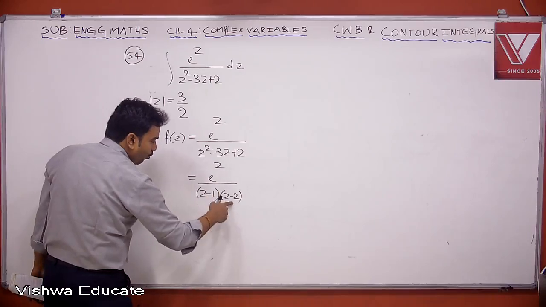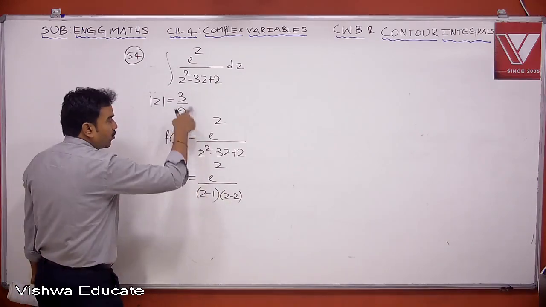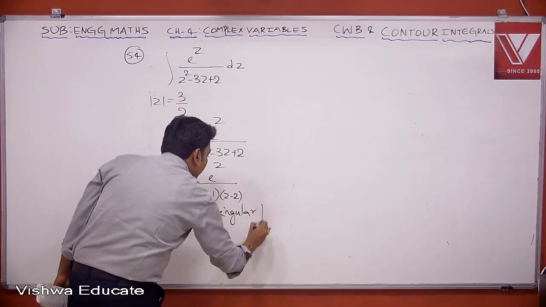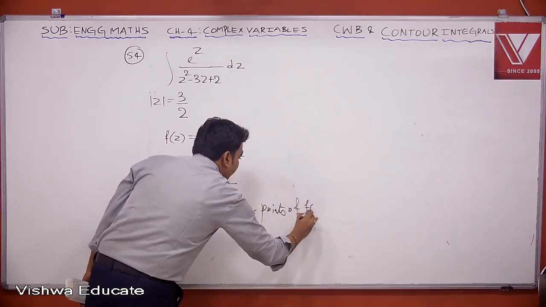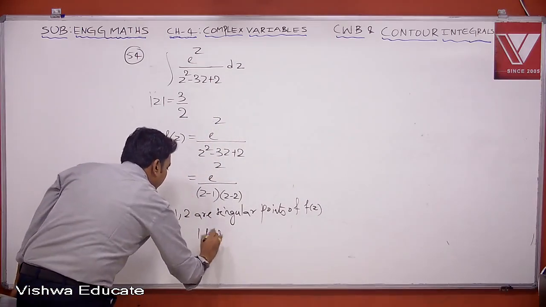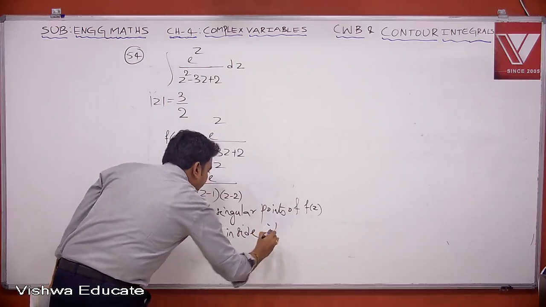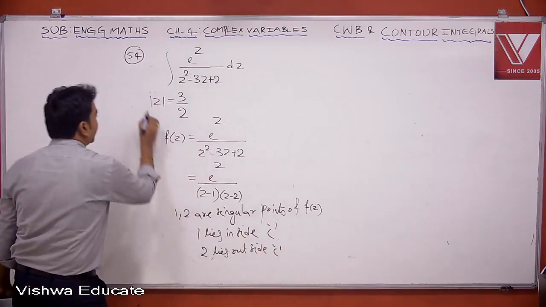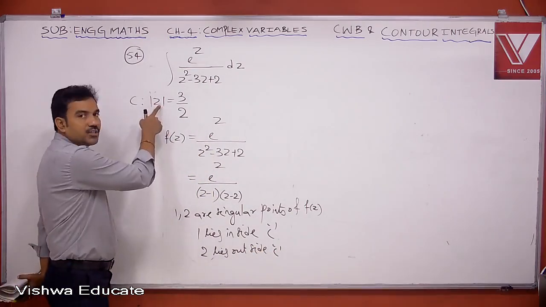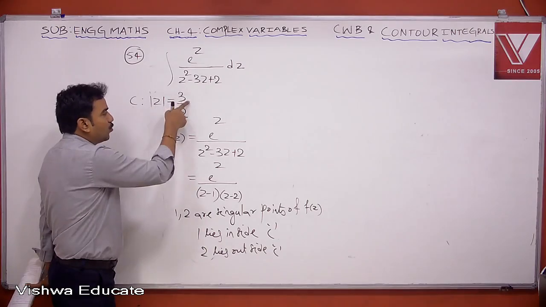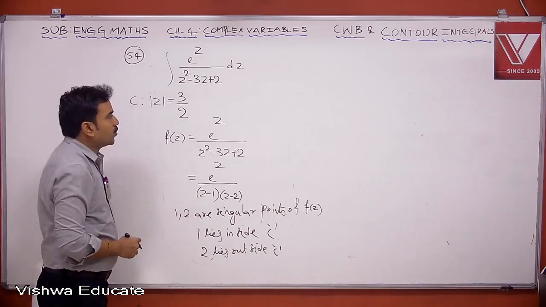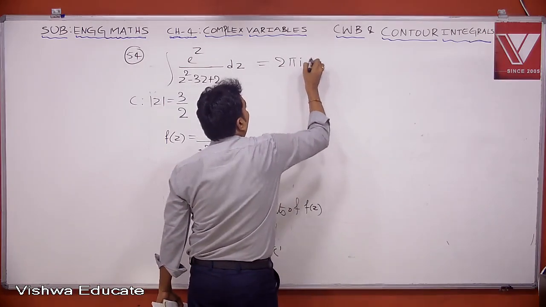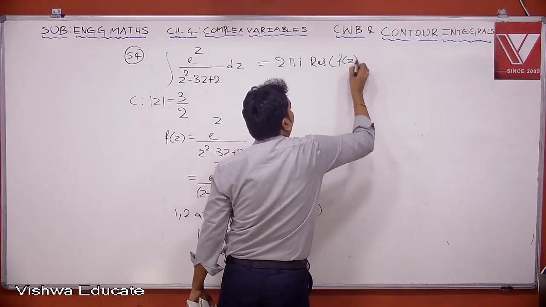So its singular points are 1 and 2. Of course 2 does not belong to this circle. So 1 and 2 are singular points of f of z. 1 lies inside the circle, inside C, but 2 lies outside the circle. This is my contour C. So mod 1 is 1, less than 3 by 2. Mod 2 is 2, greater than 3 by 2. So only 1 inside, 1 outside. Therefore I will find the residue only at 1. So this integral is 2 pi i into the residue of f of z at 1 only.